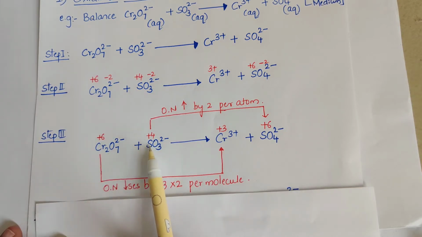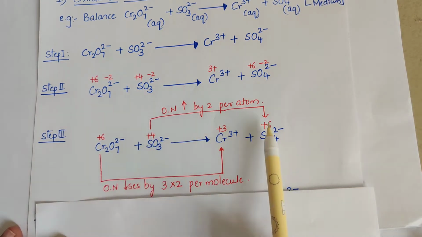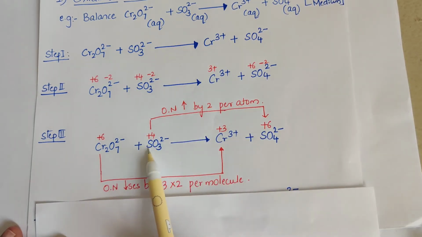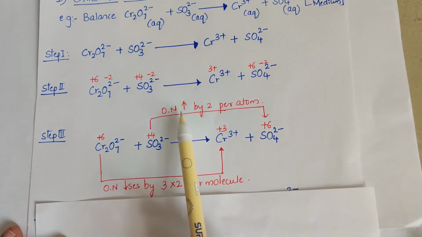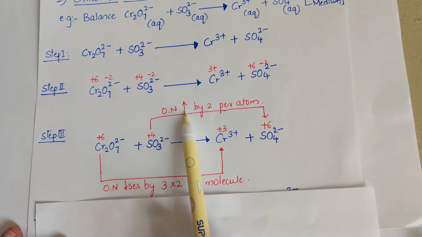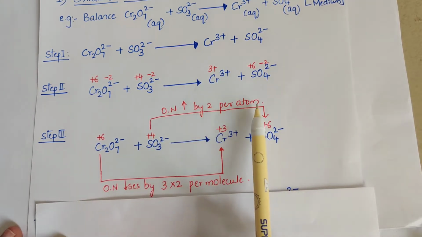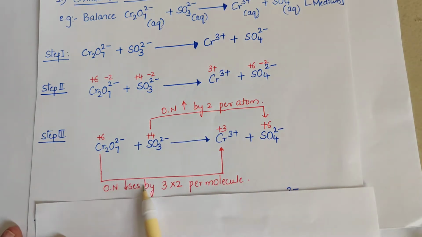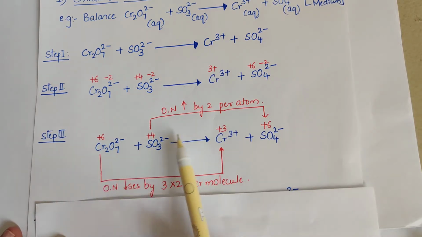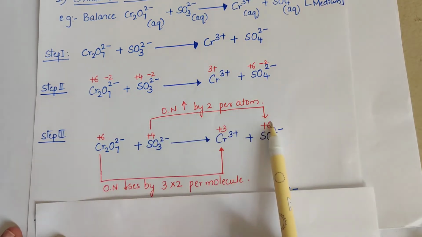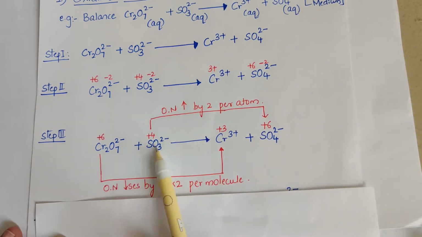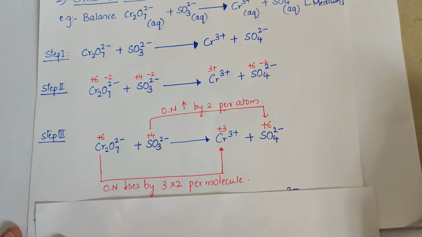For sulfur, +4 changes to +6, so the oxidation number increases by 2 per atom. You have only one sulfur atom here and one on the other side. So the oxidation number of chromium decreases by 3 and is multiplied by 2 because we have 2 chromium atoms, whereas for sulfur we don't multiply by anything because there is only one sulfur atom on either side. This is your increase or decrease.